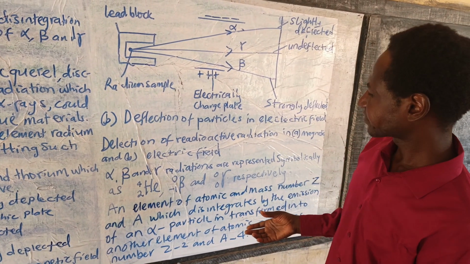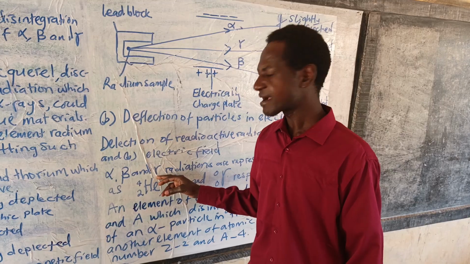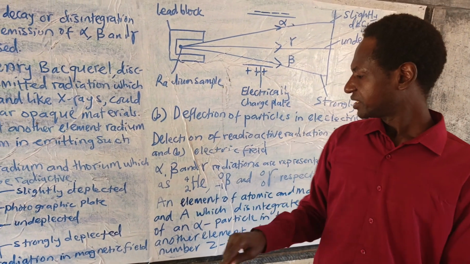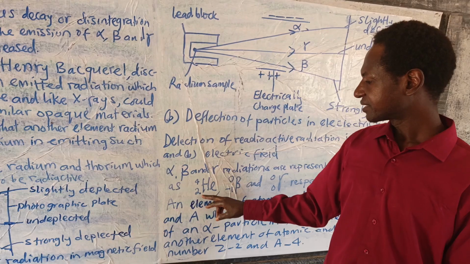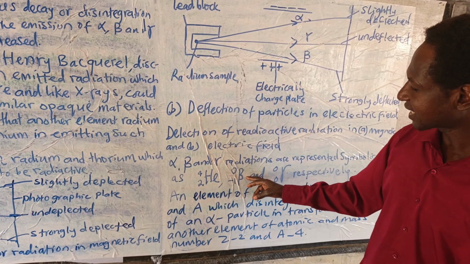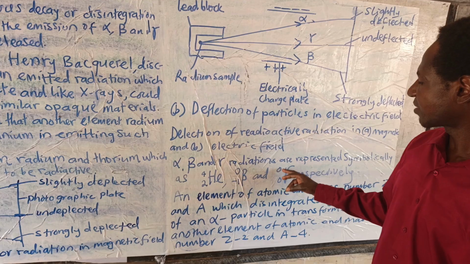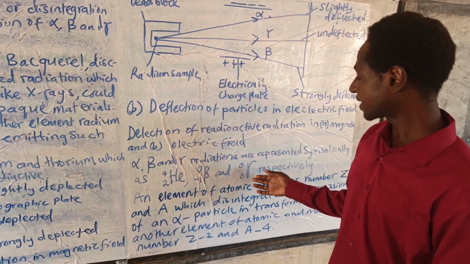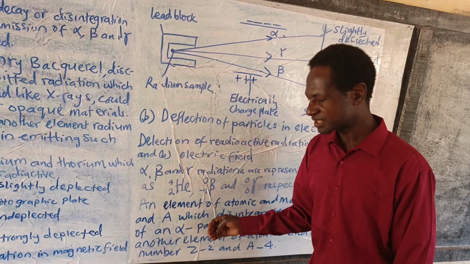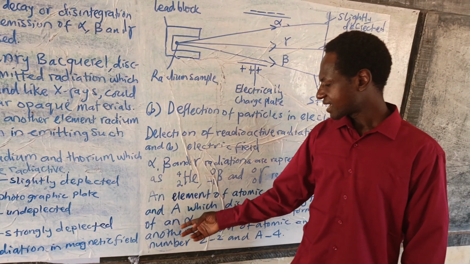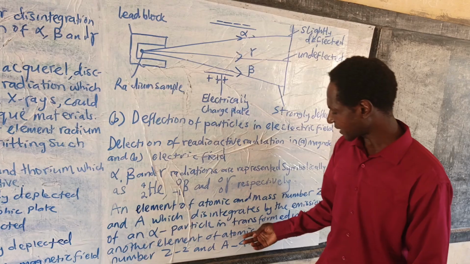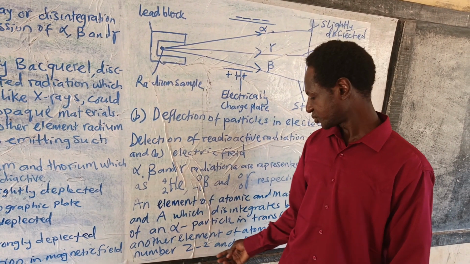And alpha, beta, and gamma radiations are represented symbolically as helium with atomic number 2 and mass number 4, and this is beta with 0 and minus 1, and gamma with 0, 0, since it is undeflected. So an element of atomic and mass number Z and A, which disintegrates by the emission of alpha particles, is transformed into another element of atomic and mass number Z minus 2 and A minus 4.